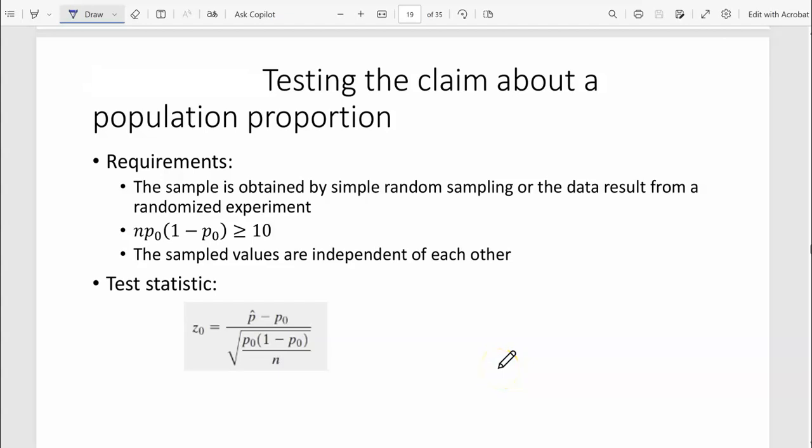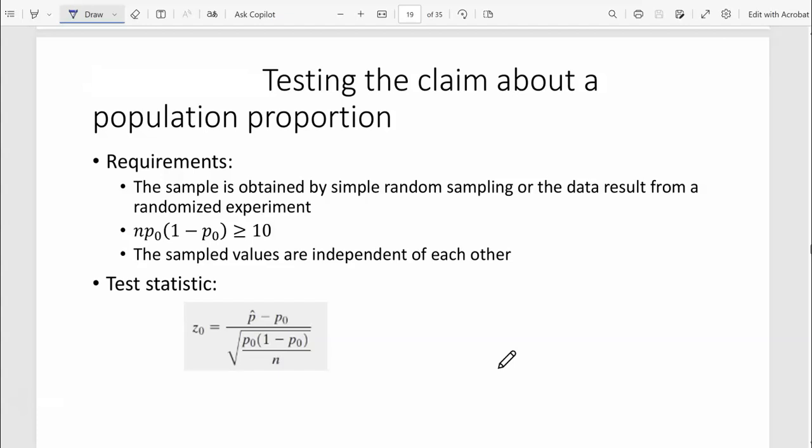In this video, we're going to talk about how to test the claim about a population proportion, and this is testing the claim for one proportion. We have another test for testing the claim for two proportions to compare, and we'll talk about that later. So the requirements: we've got to have a simple random sample, n times p times 1 minus p has to be greater than or equal to 10, and the sampled values have to be independent of each other.